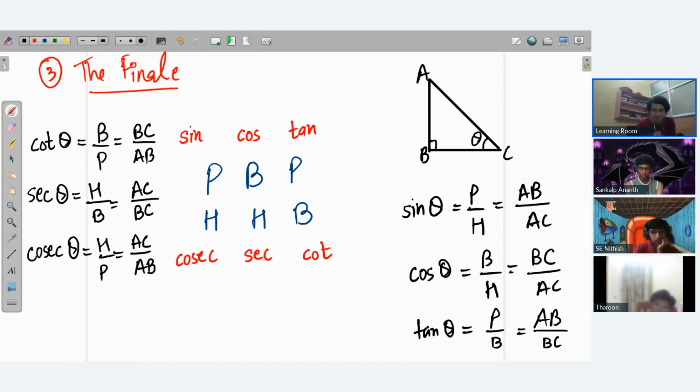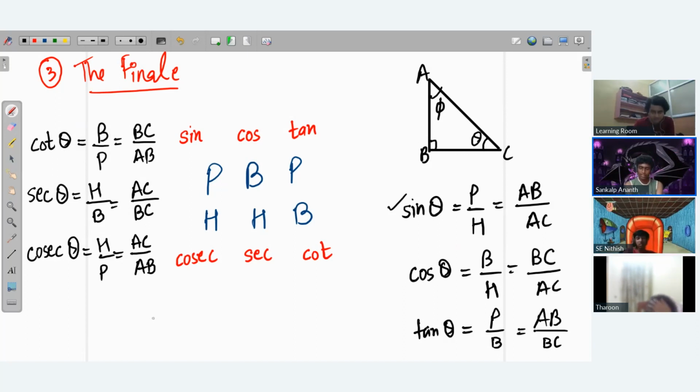Now, if I change the reference angle, if I take angle A as my reference angle, everything will change. So sine theta, cos theta, and tan theta are equal to cosec phi, sec phi and cot phi, right, sir? I don't know if you can say it's equal. Let's check. Sine theta is P by H. Here P is BC, the perpendicular, so sine theta is equal to BC by AC.